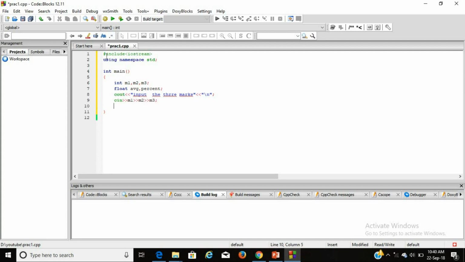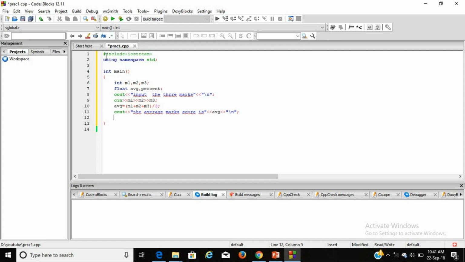Once we've got 3 marks, we can calculate the average by M1 plus M2 plus M3 divided by 3. Now we can print that, cout the average marks scored is AVG.